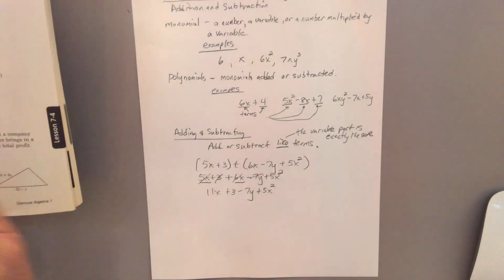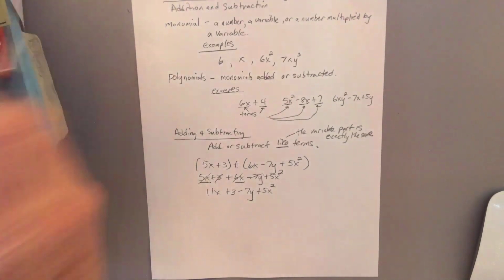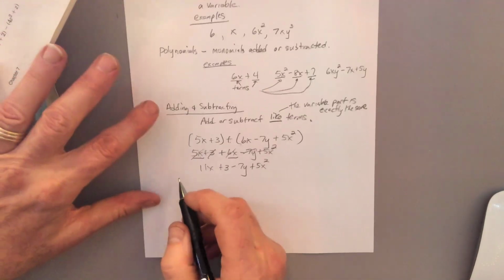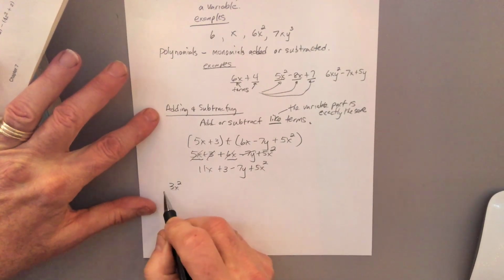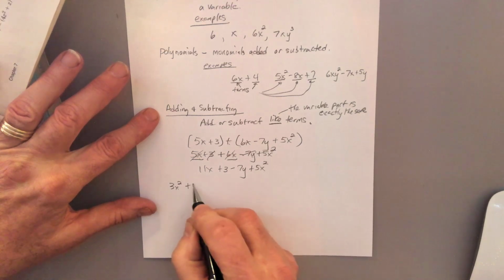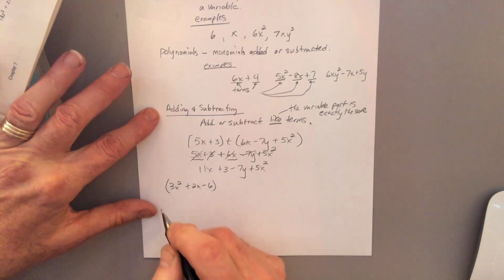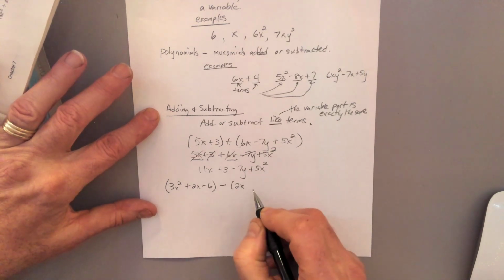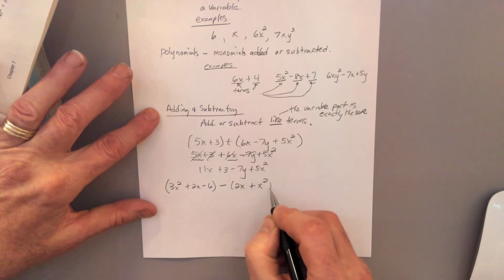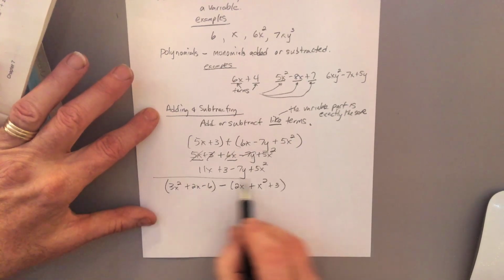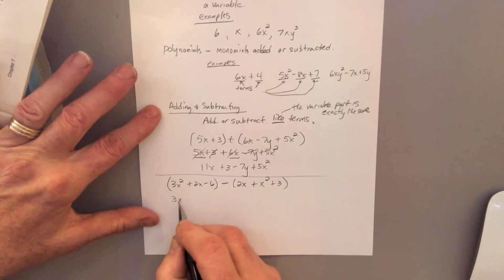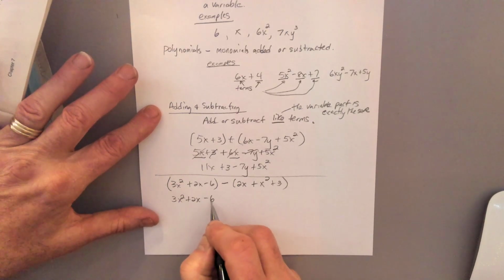So let me find my example here. An example of the type of problem you'll be doing would be if I gave you a problem like this. Let's say I had 3x squared plus 2x minus 6, and I'm going to subtract 2x plus x squared plus 3. Okay, so look at the sign out in front of the parentheses. Since it's plus, we just drop the parentheses. 3x squared plus 2x minus 6.